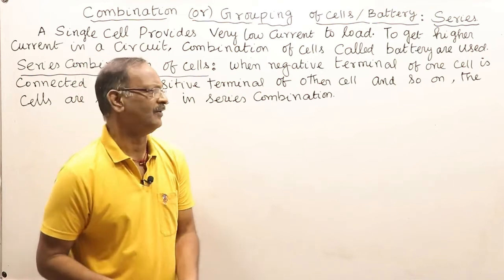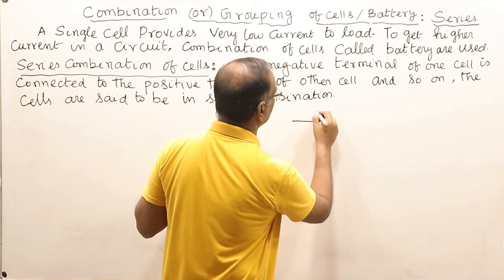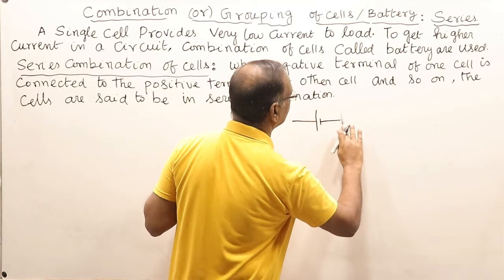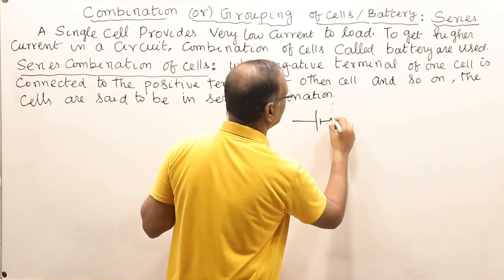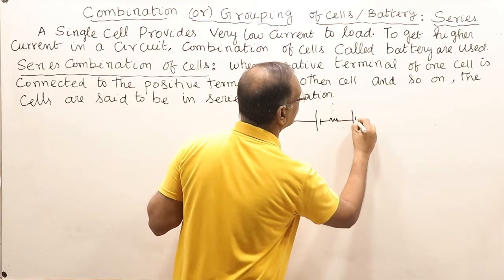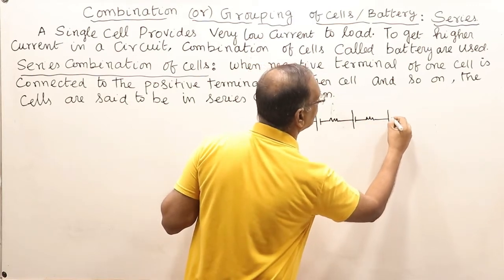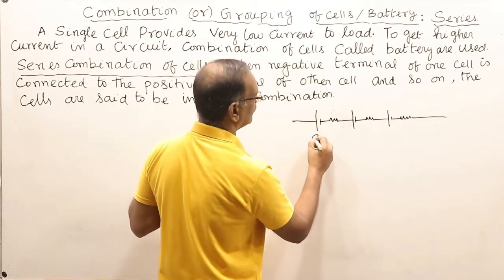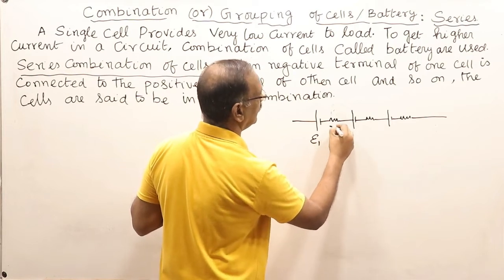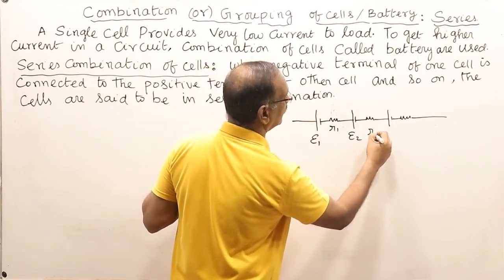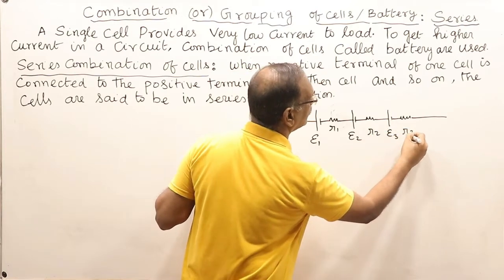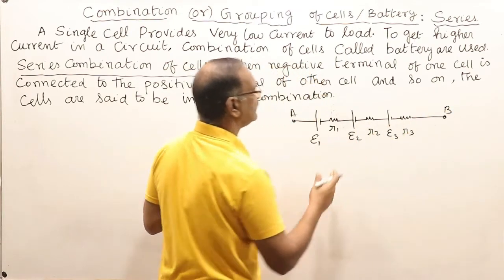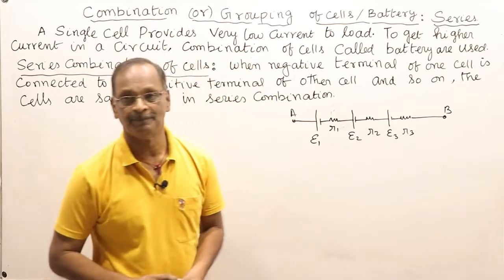When the negative terminal of one cell is connected to the positive terminal of the next, and of course each cell will have internal resistance. We will take an example of 3 cells first, then we will extend it to n number of cells. These 3 cells have EMF E1 and R1, E2 and R2, E3 and R3. This is terminal A, this is terminal B. This grouping of cells is called a battery.